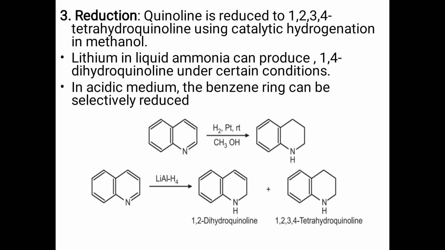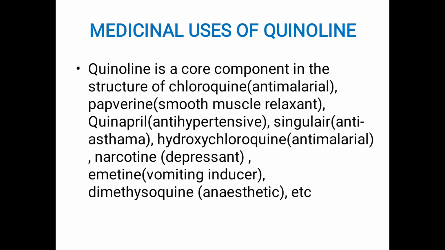That is the reduction of quinoline. It is reduced to 1,2,3,4-tetrahydroquinoline using catalytic hydrogenation in methanol. Lithium in liquid ammonia can produce 1,4-dihydroquinoline under certain conditions. In acidic medium, the benzene ring can be selectively reduced. So here is the reaction which represents this reduction reaction of quinoline.